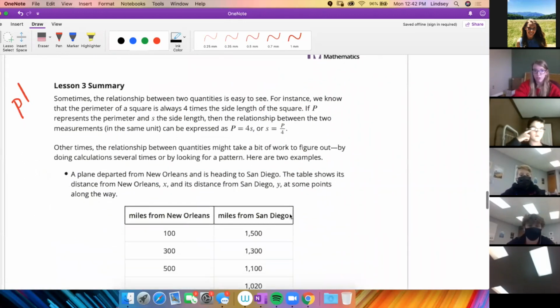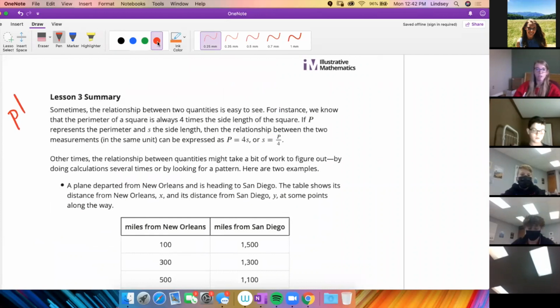So that's all for lesson 3. So go to page 150.